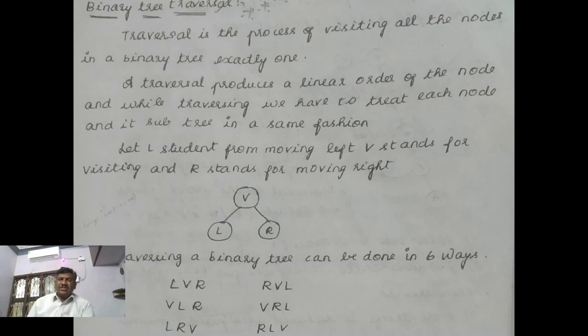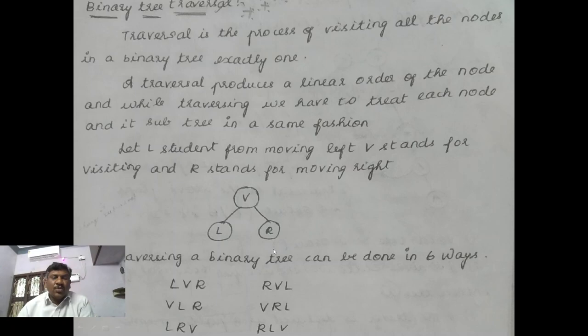So what are the ways we can travel? That is what I am going to explain to you. Let us consider a small binary tree. This is a parent node. This node has a left child and a right child. So I am marking this parent node as the visited node V, the left child as L and the right child as R. So how many ways can I visit these nodes? I can visit them in six possible ways.